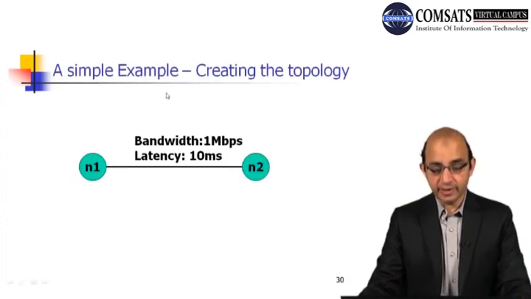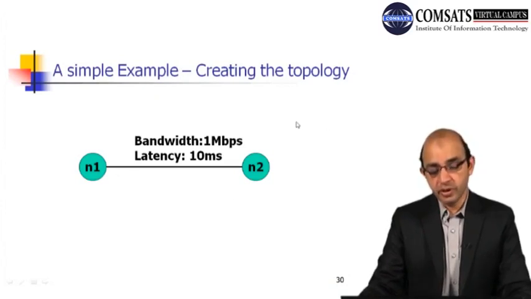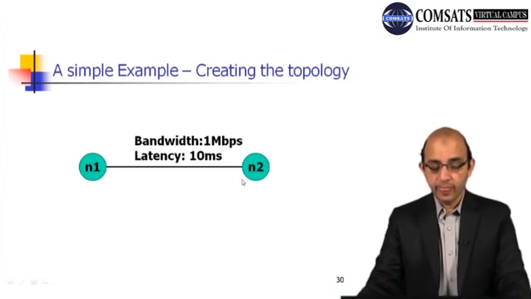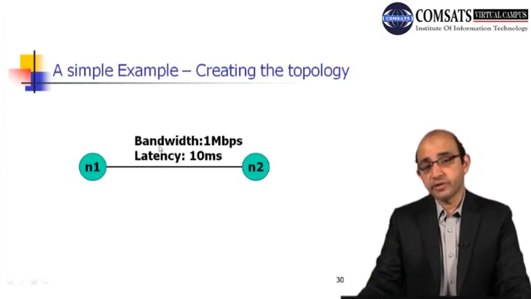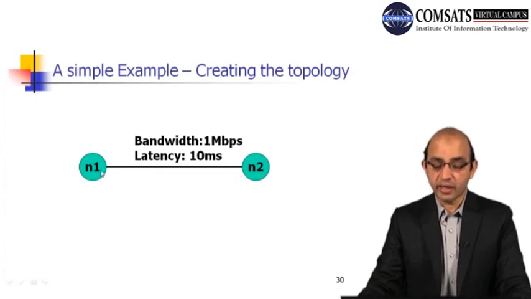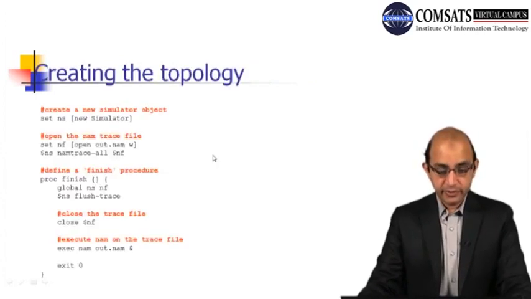So here we have a simple example. Here we have created a very simple topology. This is node N1, this is node N2. They are connected together by this link. You can say this is the channel. The bandwidth of this link is 1 megabit per second, and it provides a latency of 10 milliseconds.